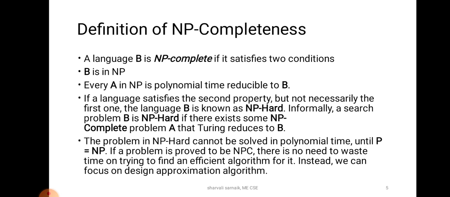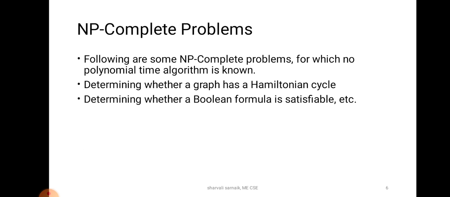So a problem in NP hard cannot be solved in polynomial time unless P is equal to NP. As we have seen in the previous Venn diagram, satisfiability is in P if and only if P is equal to NP. So if a problem is proved to be NP complete, there is no need to waste time trying to find an efficient algorithm for it. Instead we can focus on designing approximation algorithms.